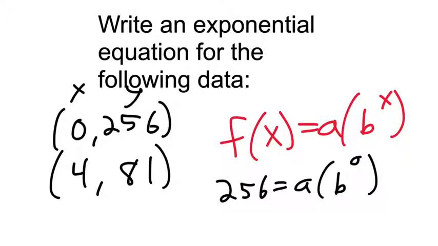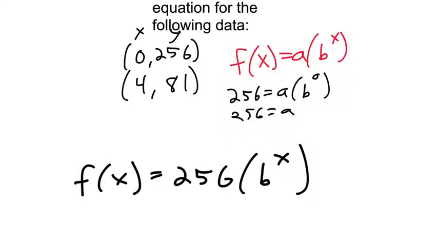And luckily, I don't need to know both a and b in order to solve for something here. Because b to the 0 power, we don't care what b is going to be. It's just going to be 1. So a times 1 makes a. And by plugging in that first coordinate, we were able to isolate what one of the variables is. A is 256.